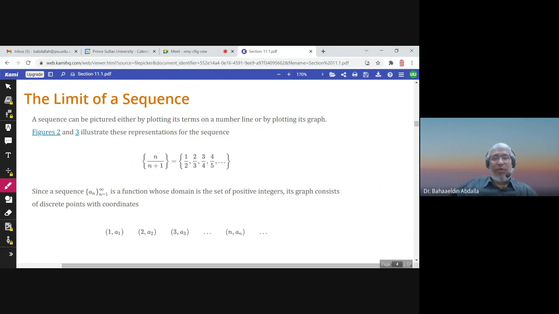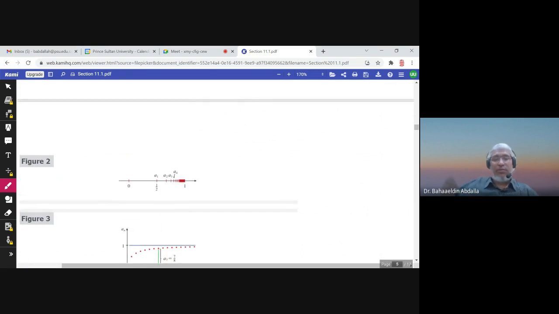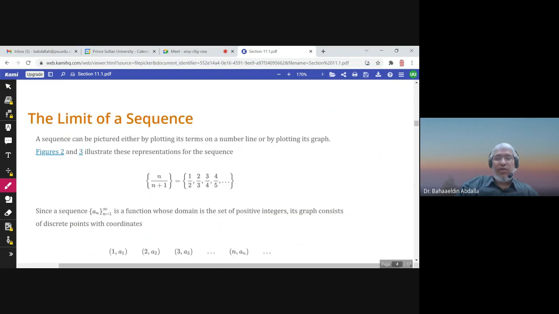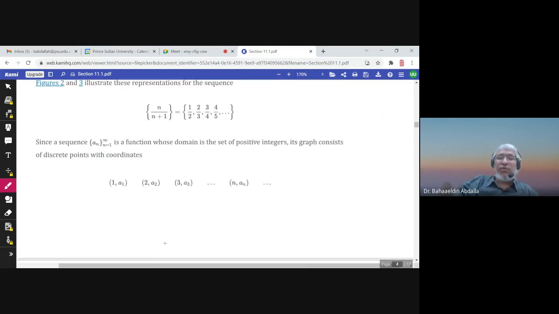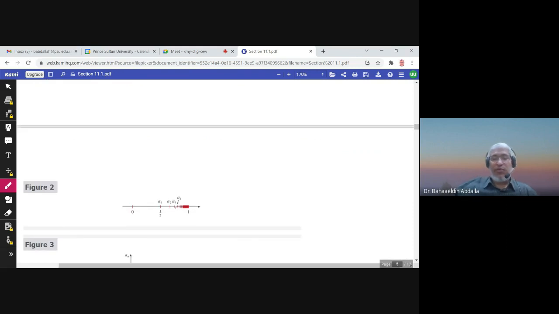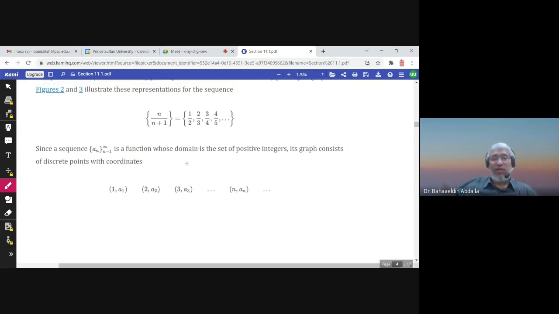A sequence can be pictured either by plotting its terms on a number line or by plotting its graph. So for example, here we can plot the sequence on a number line like this. The first term is half, so we plot half. A1 is half. A2 is 2 over 3. So this is A2, A3, A4, and so on. And we notice that this sequence approaches 1 when n increases, when n goes to infinity.